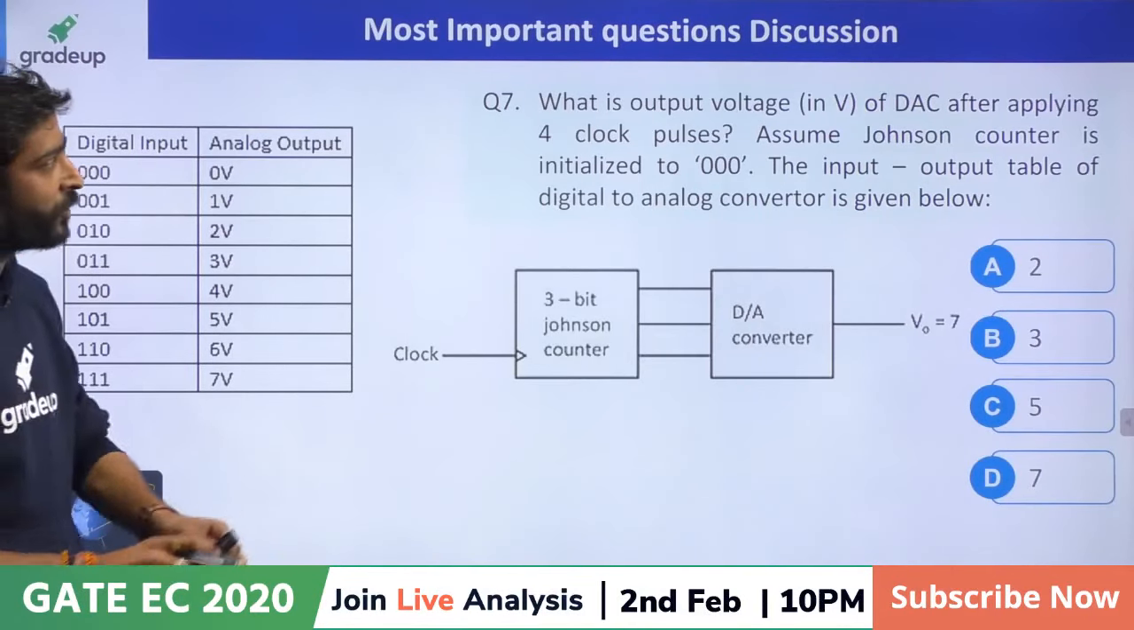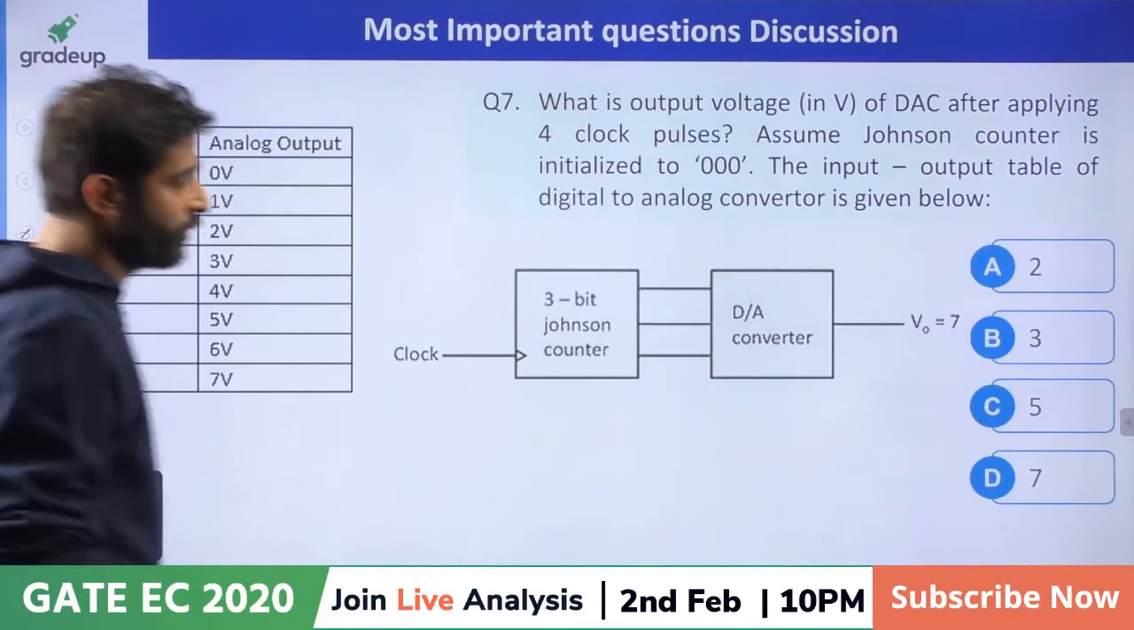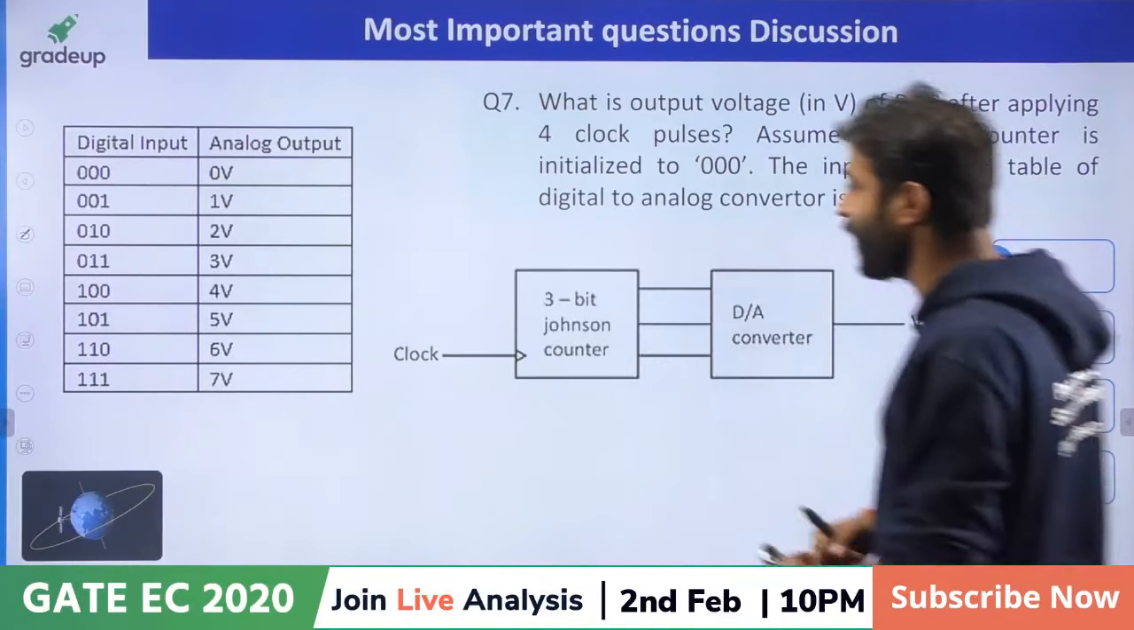Just give me the answer for this. What is the output voltage in V of the DAC after applying 4 clock pulses, right? Assume the Johnson counter is initialized to 000. The input to output table of the digital to analog converter is also given in the problem, and we have to find the output. There are 4 options also. Everybody is giving the answer. Excellent.